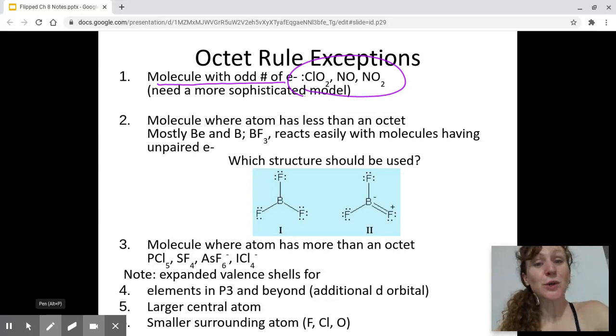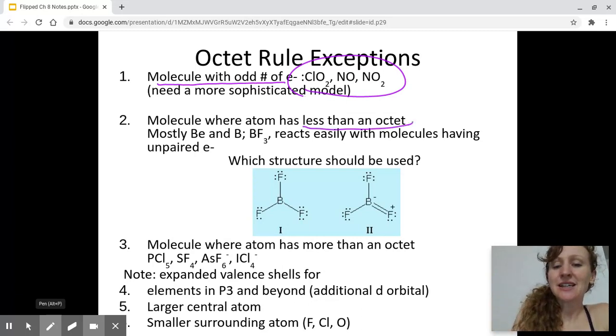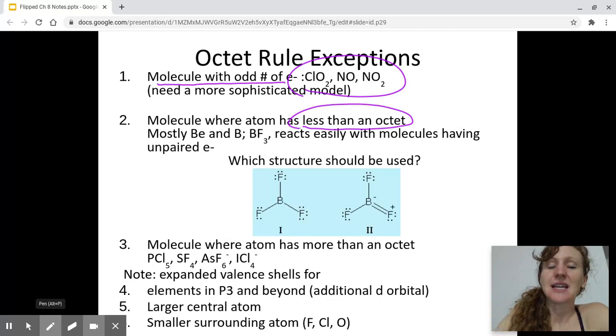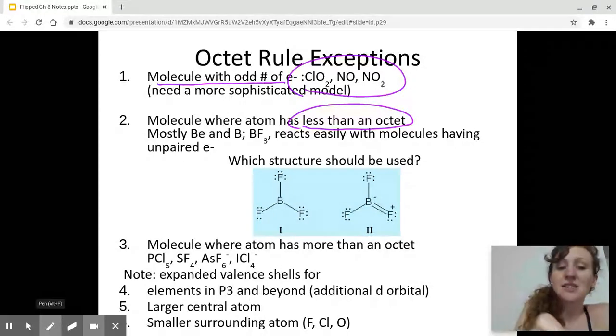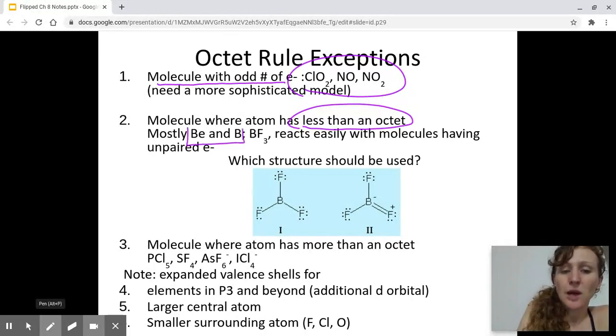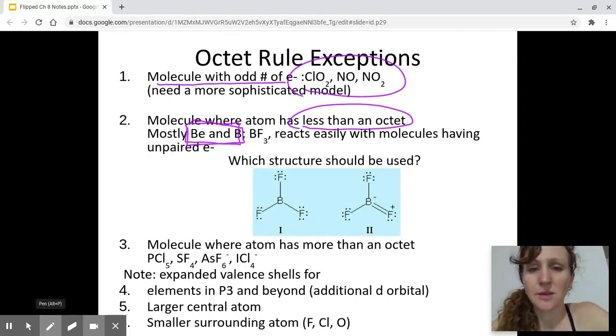Exception number two is where an atom has less than an octet. So in this case, it has to be an atom that really is low in electronegativity, and it has to be small enough so the electrons it does have are stabilized. It really comes down to two atoms that do this, beryllium and boron. Those are the only two atoms you're going to see that ever form something with less than an octet.